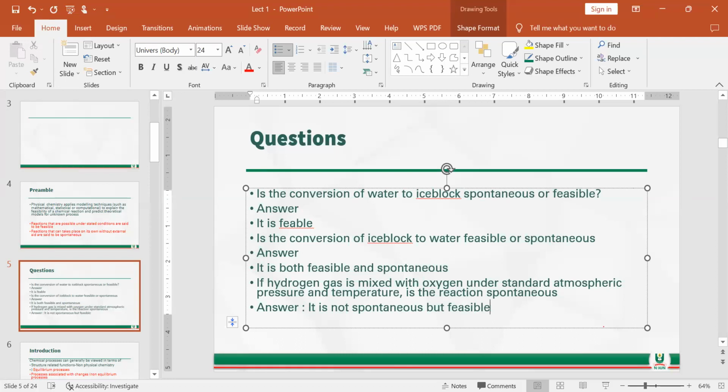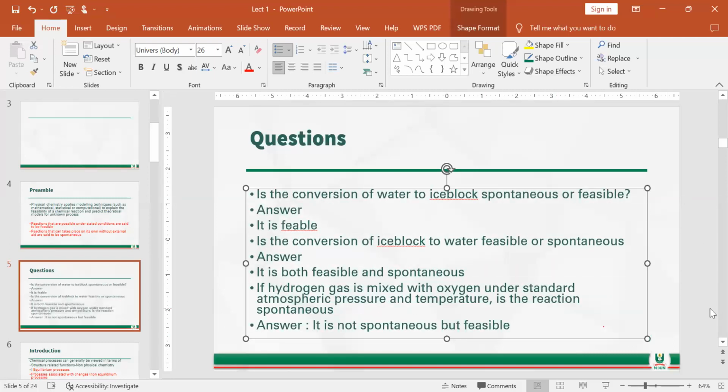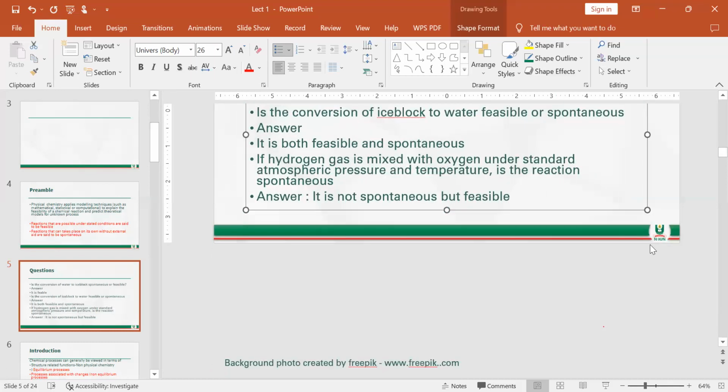It's not spontaneous because if you mix hydrogen and oxygen, it does not just react. You have to vary the pressure, you have to increase the pressure, you have to increase the temperature. So it is feasible, it's possible, but it's not spontaneous. It will not just occur on its own. So at least I think by this, we should be able to differentiate between the two of them.